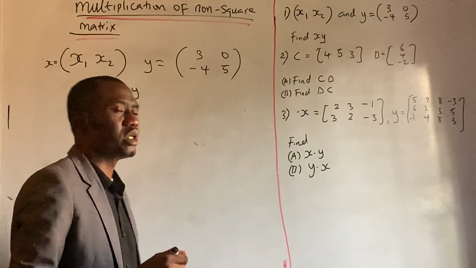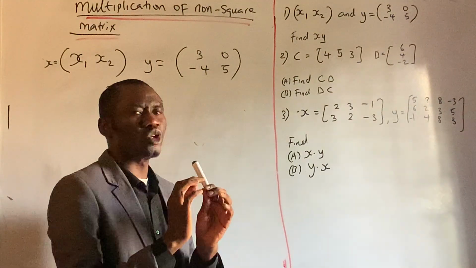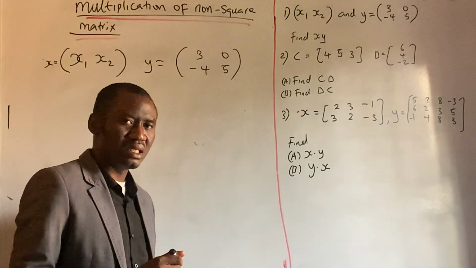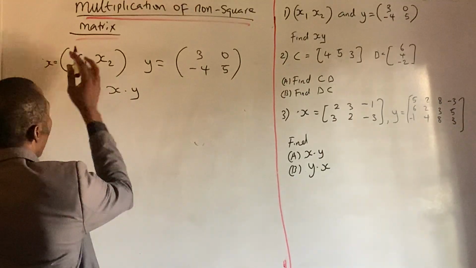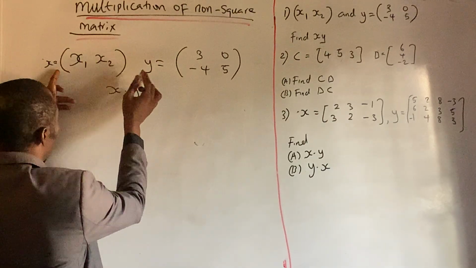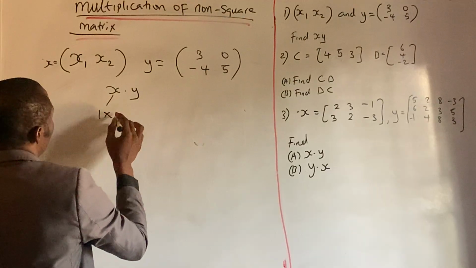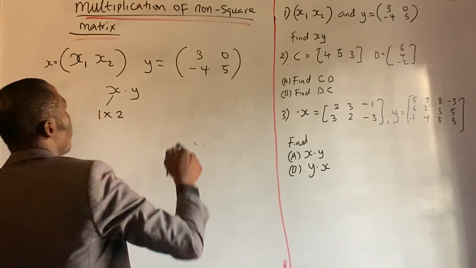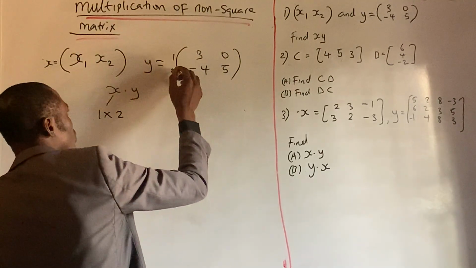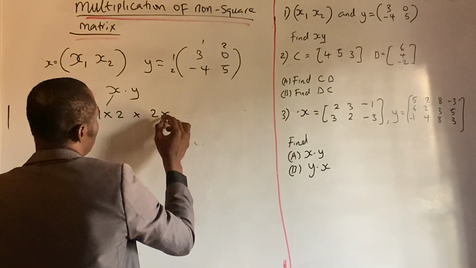The first thing I'm going to do is to see whether the operation can be performed. For the operation to be performed, there is a criterion that must be met. First of all, we find the size of the x matrix. The size of this matrix: we have one row and 2 columns. This is the row, and this is the column. So x is a 1 by 2 matrix. Then for y, we have 2 rows and 2 columns. So y is a 2 by 2 matrix.